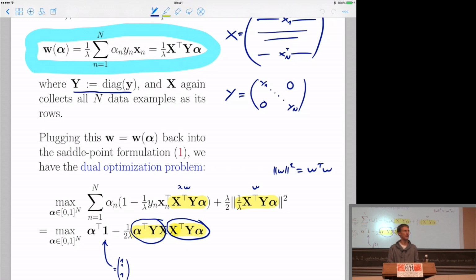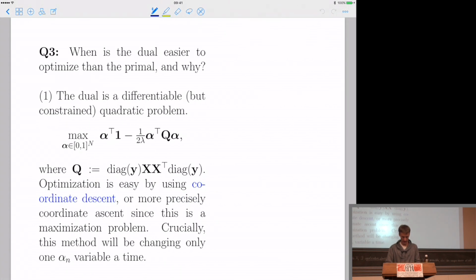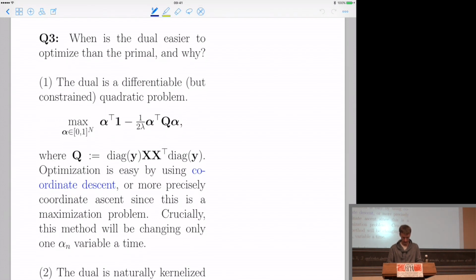This brings us really to the third question: is it now easier or harder? And again, this is what we just said. It's now differentiable, which is nicer than before. There is a disadvantage. It's now a constrained problem, which we have here, but it's differentiable, which is very nice.